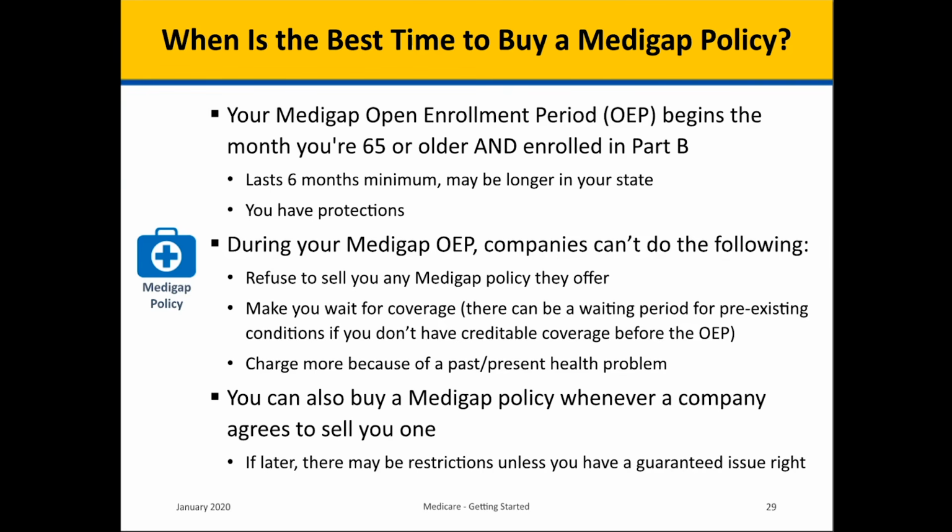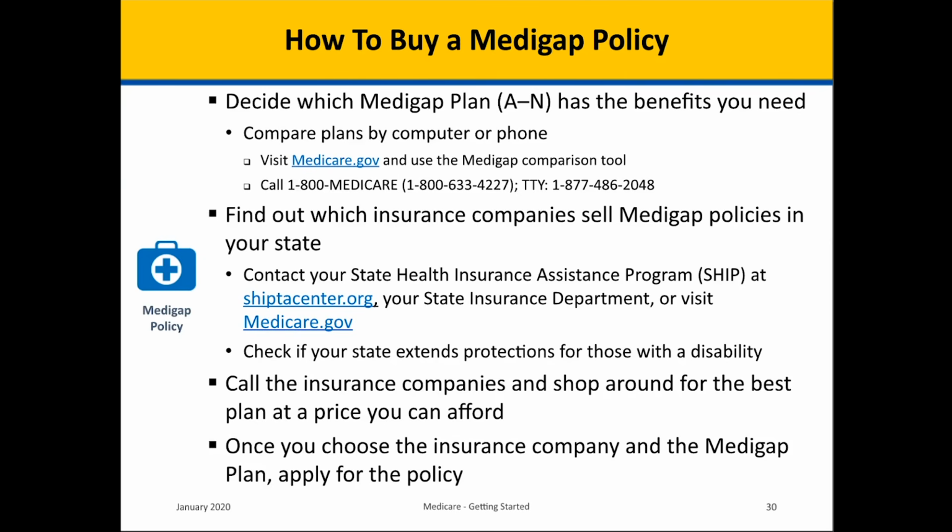Next slide, please. How would you buy a Medigap policy? First, you need to decide which plan has the benefits you need. Next, find out which insurance companies sell the Medigap policies in your state. You can contact the State Health Insurance Assistance Program, or SHIP, or contact your state insurance department to check on companies selling plans in your area.